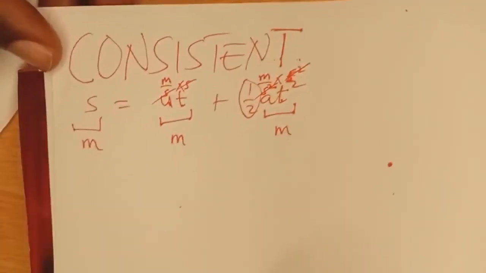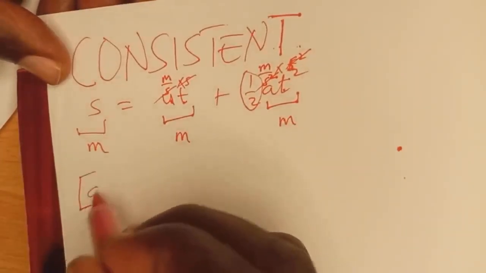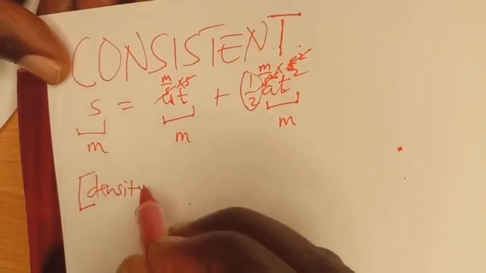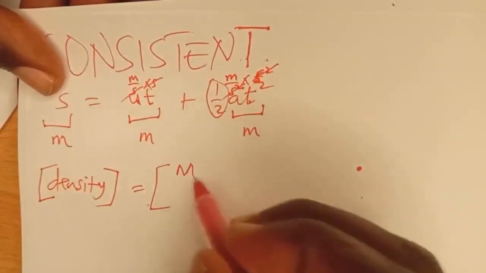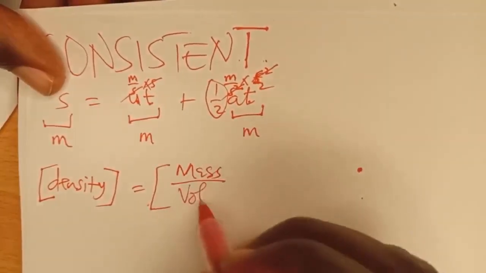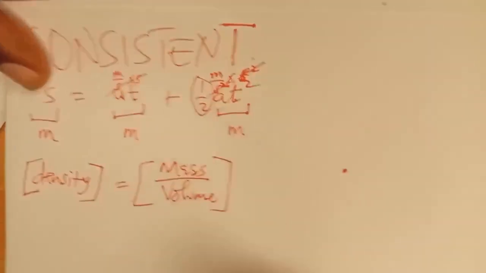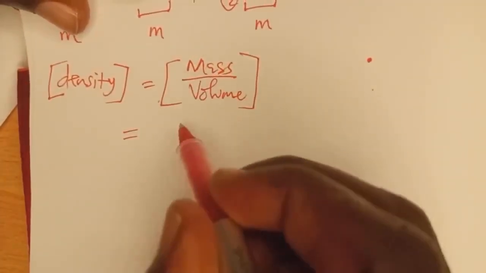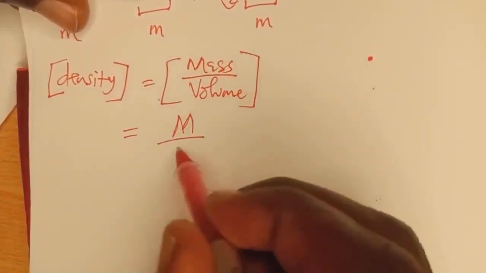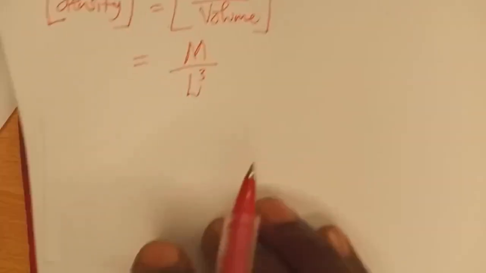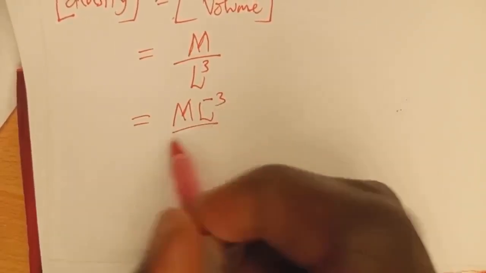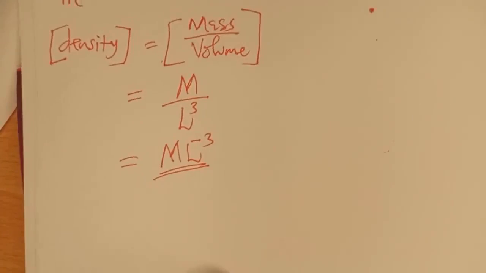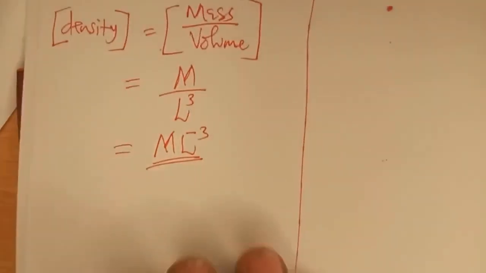Next, how do I get the dimension of density? For example, if I want to get the dimension of density, I will say, okay, my formula for density is mass divided by volume. So I will combine the dimension of these two physical quantities. The dimension of mass is capital M, the dimension of volume is L to the third power. So I will rearrange this as ML to the minus 3, and this is the dimension of density. This is very important also. You should take note of this.